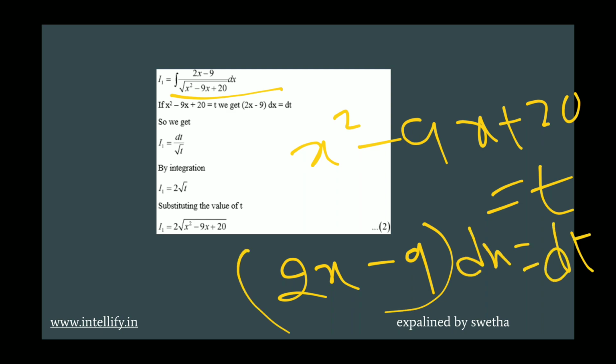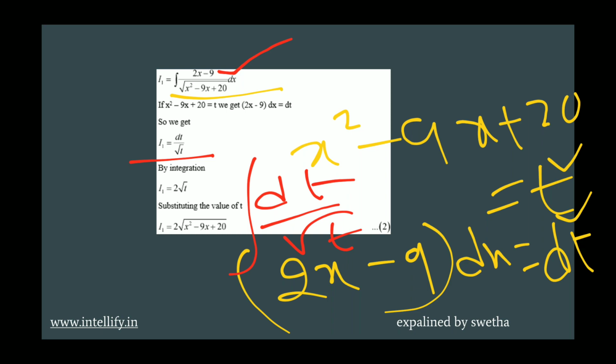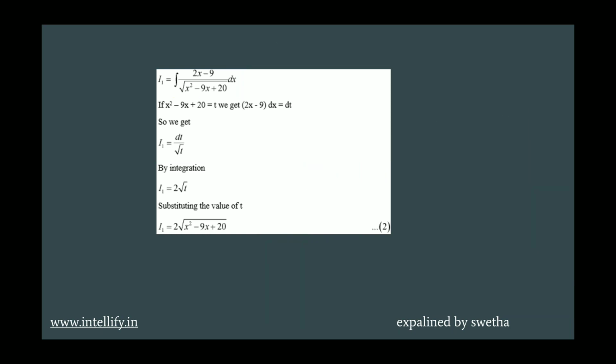Using the values of t and dt, let us substitute in I1, so that we get I1 equals the integral of dt divided by root t. That can be written as 2 into root t. Then substitute the value of t, which is x square minus 9x plus 20. So the value of the first term becomes 2 into root over x square minus 9x plus 20.